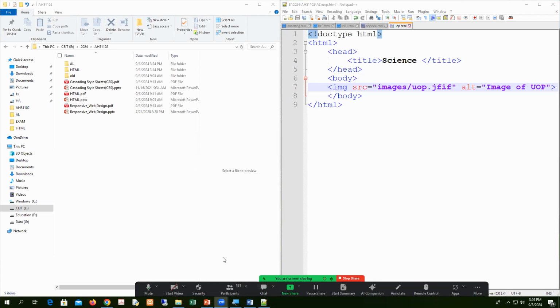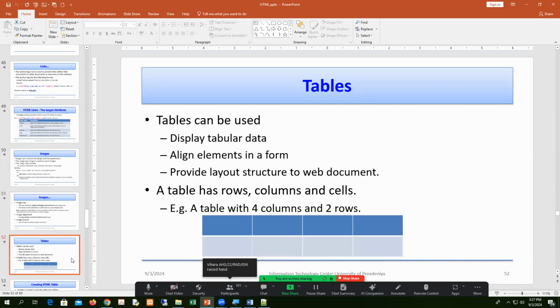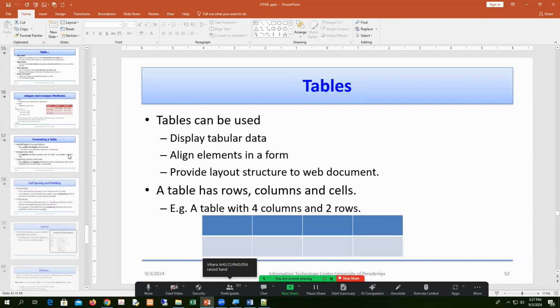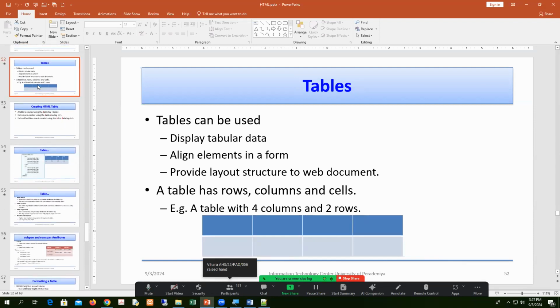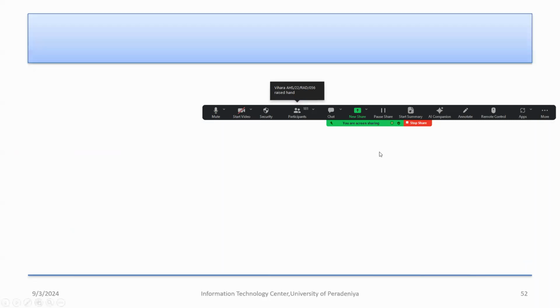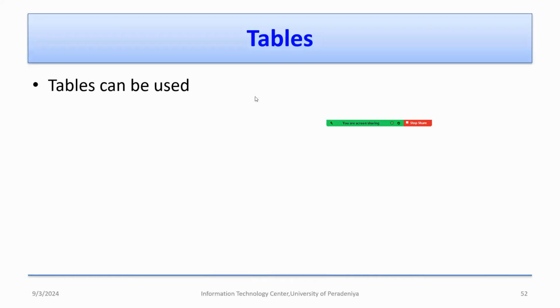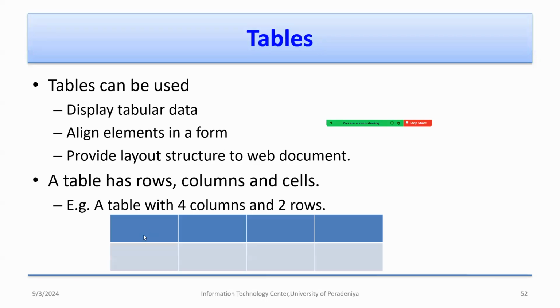Okay, so that's about images, how to set images, image size, attributes, alignments, all those things are there, right? So next, the final topic is tables and forms. We can discuss the forms next time. Just use the table. Table is usually used to represent data, right? In tabular format, we can have rows and columns. So we have to know what is a row and what is a column, right?